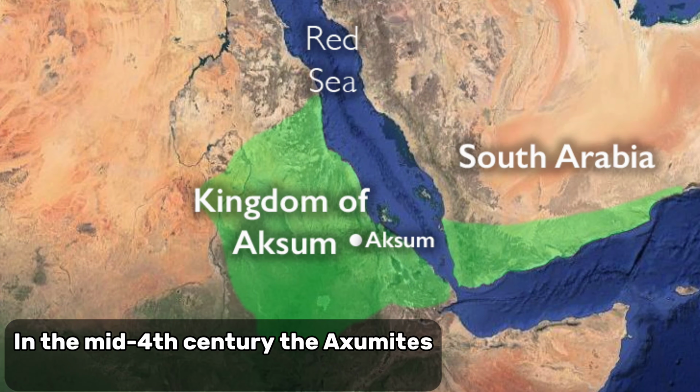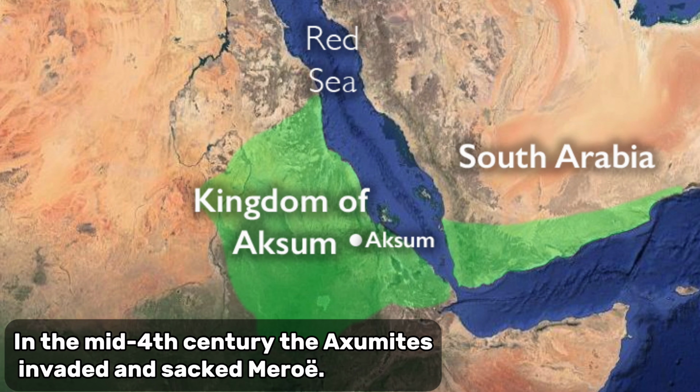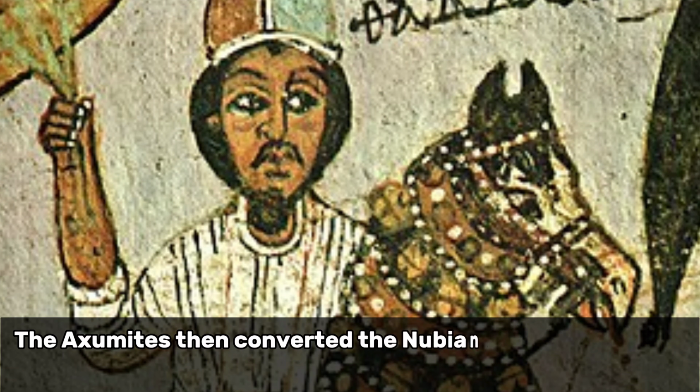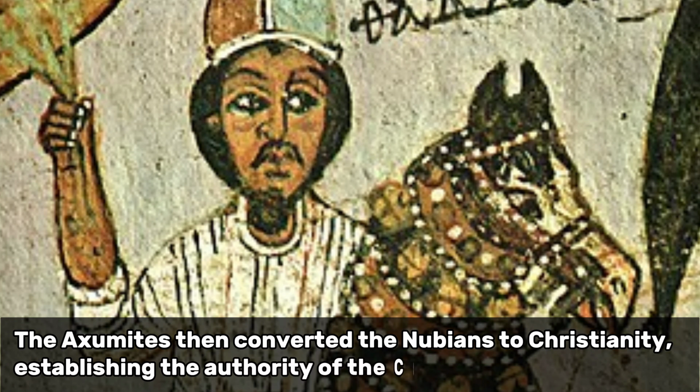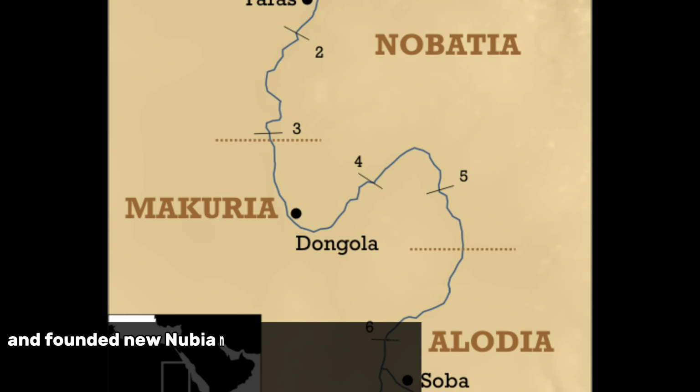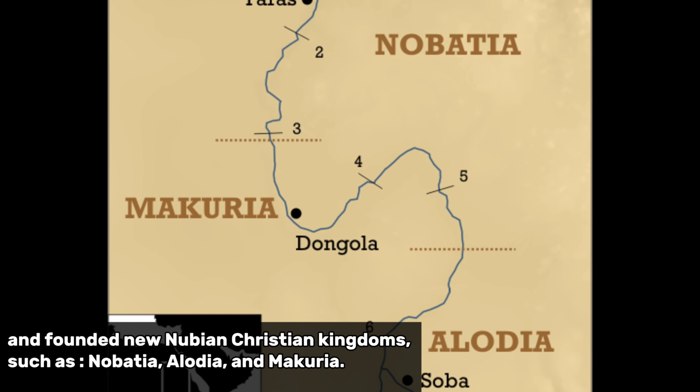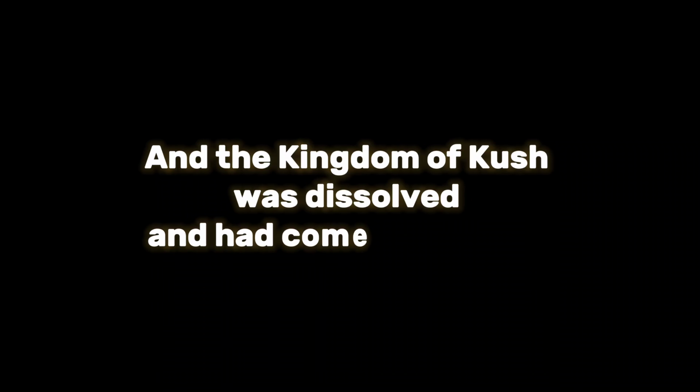In the mid-4th century, the Axumites invaded and sacked Meroë. The Axumites then converted the Nubians to Christianity, establishing the authority of the Coptic Church in the area, and founded new Nubian Christian kingdoms, such as Nobatia, Alodia, and Makuria. And the kingdom of Kush was dissolved and had come to an end.